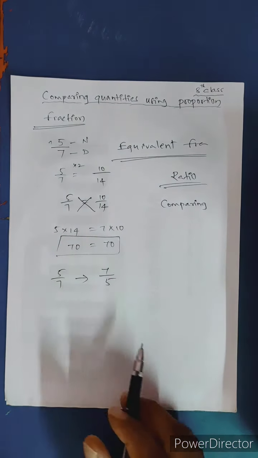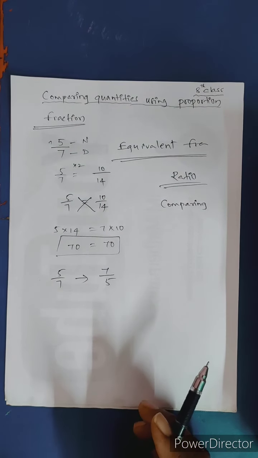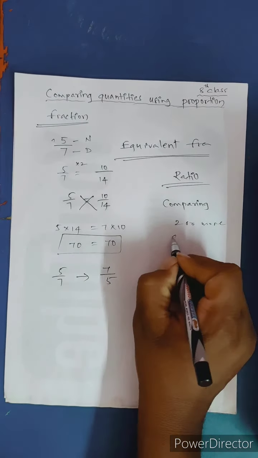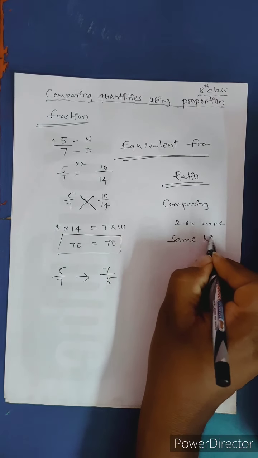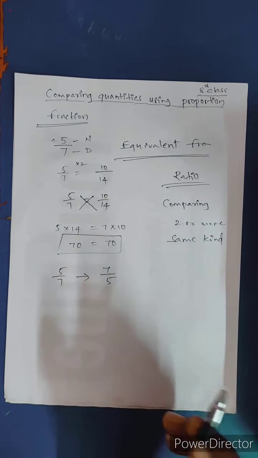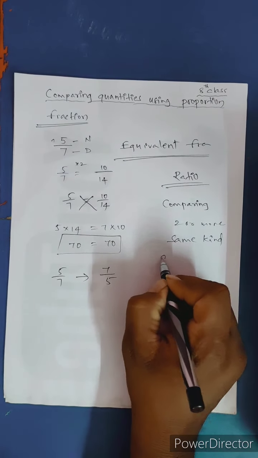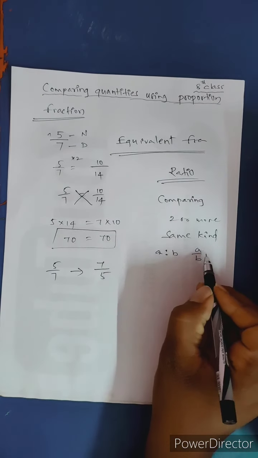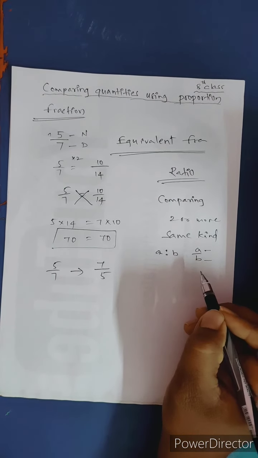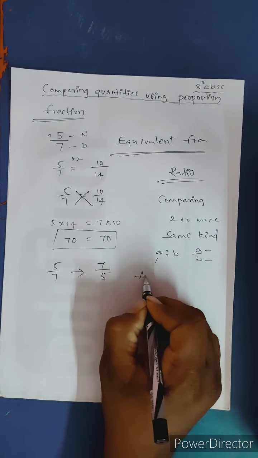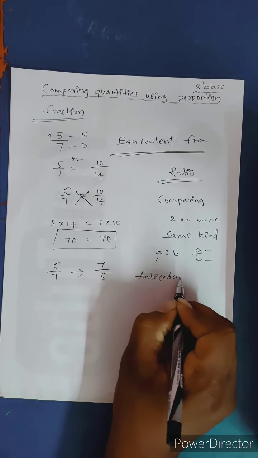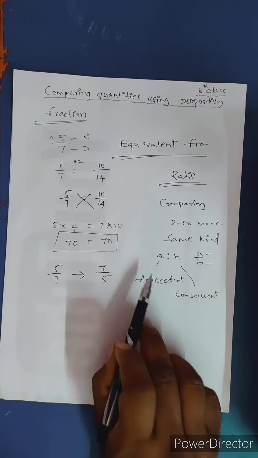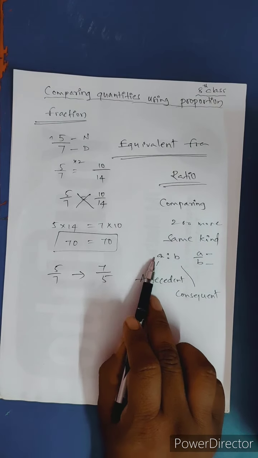There are many definitions for ratio. A ratio is a comparison of measures of two or more quantities of the same kind. That is important here. Of the same kind, by division. In ratio, we can write A is to B, A by B, like a fraction. In a fraction, A is the numerator, B is the denominator. In ratio, A's place is called the antecedent and B's place is called the consequent. Antecedent, consequent, numerator, denominator.